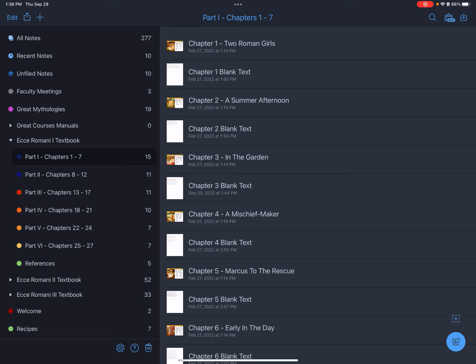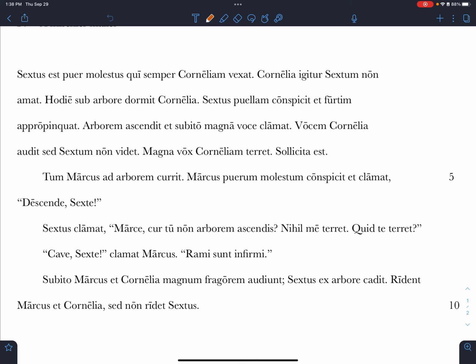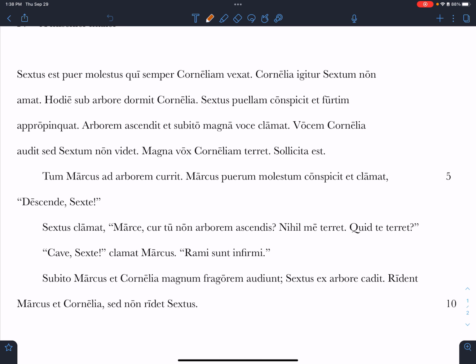Okay. Romani and chapter 4. So this was the text that y'all were working on today. Can someone hit me with a markup for the first sentence? All right. Jason Luke, go for it. Sextus is a subject. Is the verb. Form molestus is a subject. Good. Cui is the subject. Cornelion is the direct object. Good. Vixat is the verb. Good.